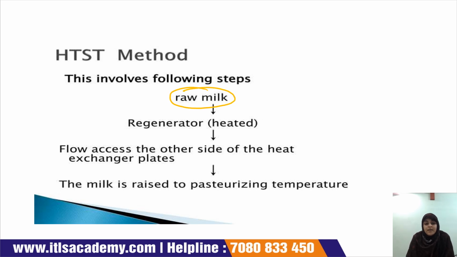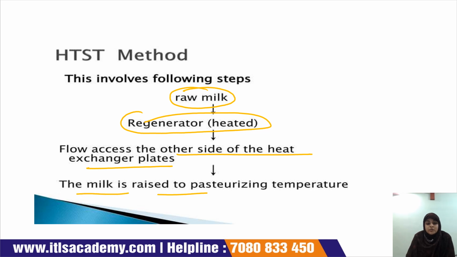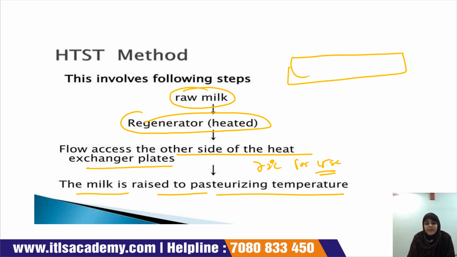Now the HTST method requires, first of all, raw milk, which is then regenerated, that is heated. Then the next step is flow across the other side of the heat exchanger plate. Then the milk is raised to a pasteurization temperature, that is 72 degrees Celsius for 15 seconds. Suppose that this is the passage where the milk passes.